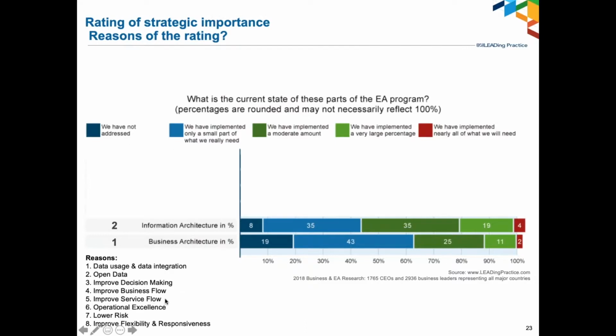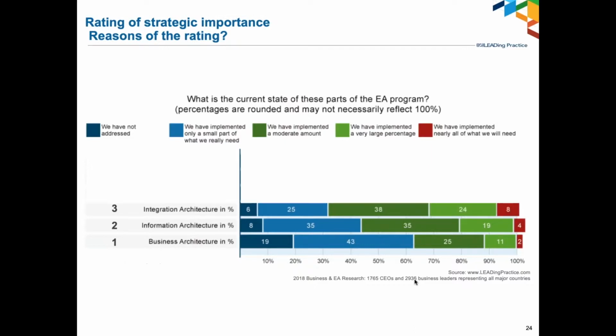And that's point number 5. Today, nearly all organizations rated service flow improvement as the number one reason to do information architecture. And we asked about 2,000 CEOs and about 3,000 business leaders across all sectors and industries. So obviously it also needs to do operational excellence, lower risk, improve flexibility, etc. If we look at some of the others, the integration architectures, obviously to improve the data insights, information flows, business flows, service flows. Why? Because 3 supports 2.